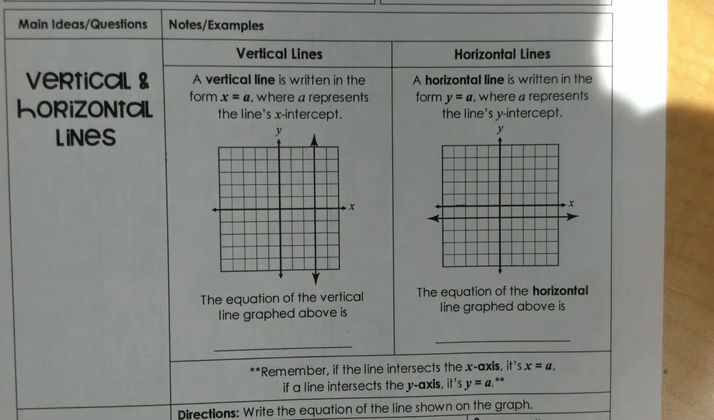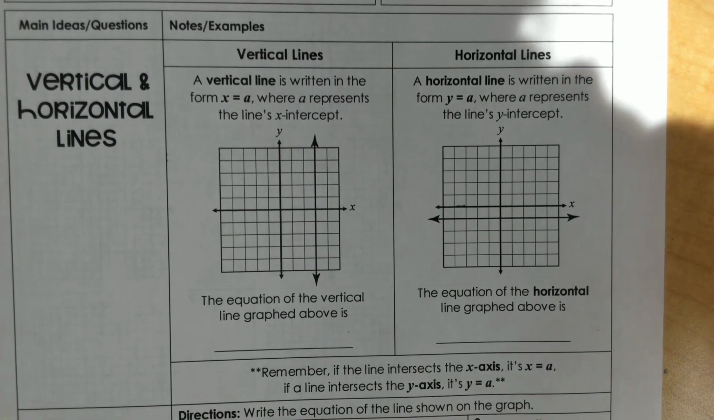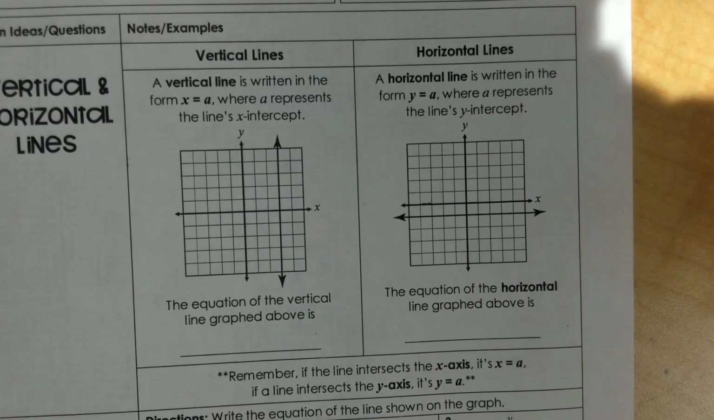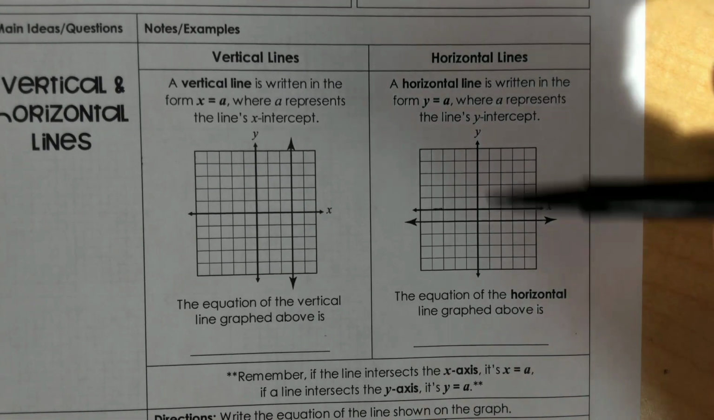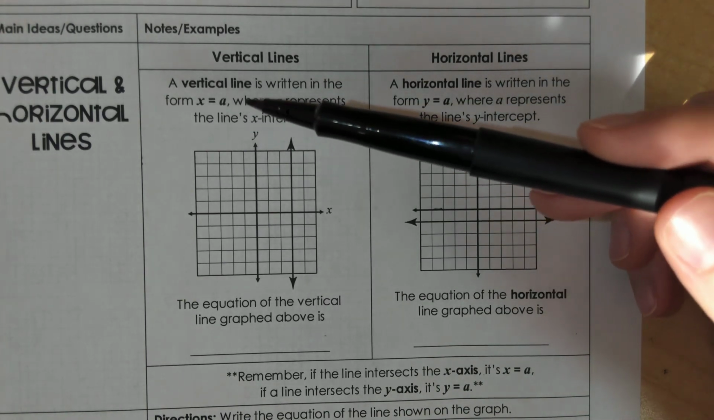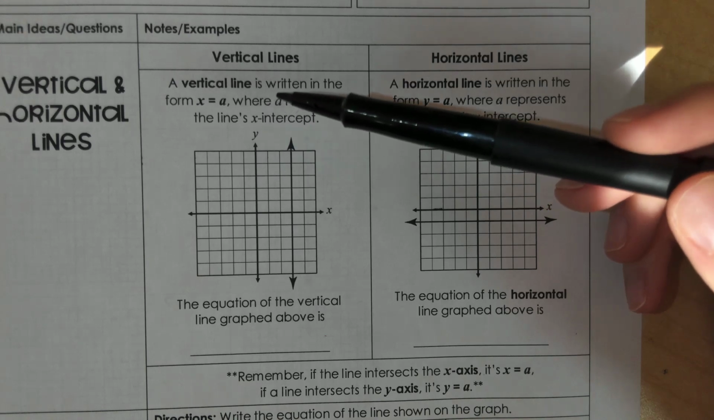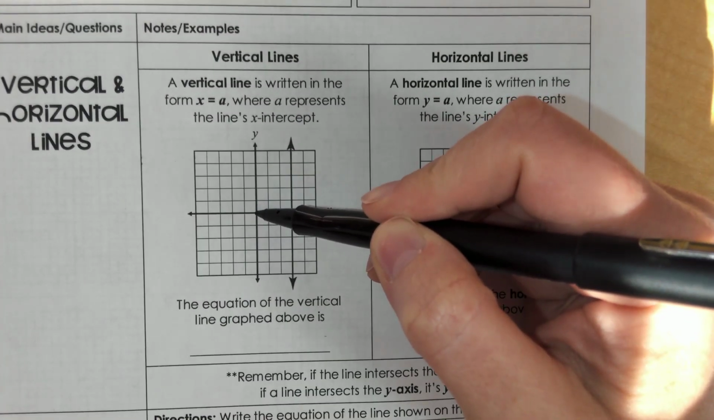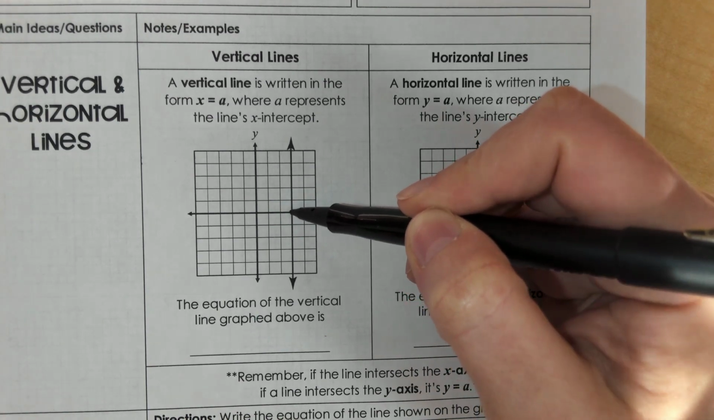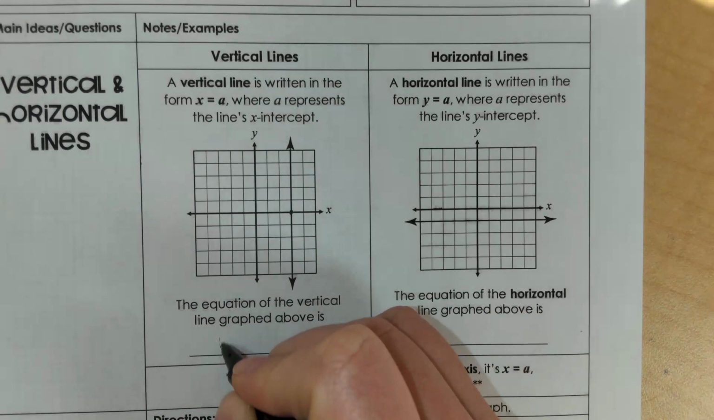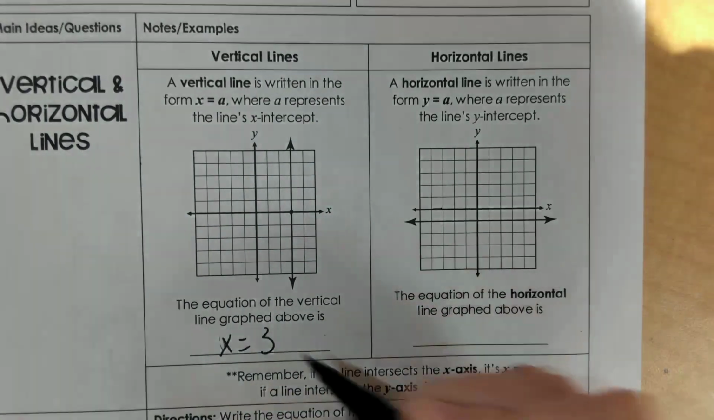Okay, so horizontal lines and vertical lines are a little bit different than regular linear functions, so there are a few specific quirks about them that we want to make sure that we cover. A vertical line is written in the form x equals a, where a represents the line's x-intercept. If we look here, this line crosses the x-axis at positive 3. So the equation for this vertical line graphed above is x equals 3.